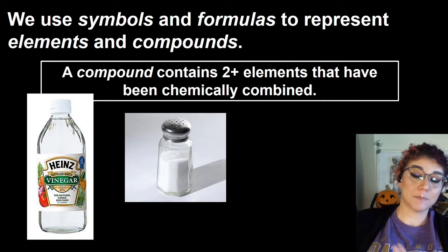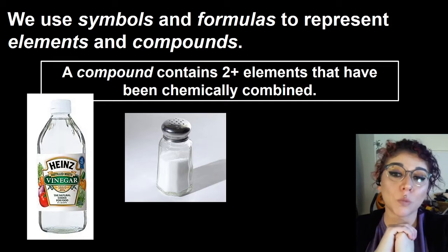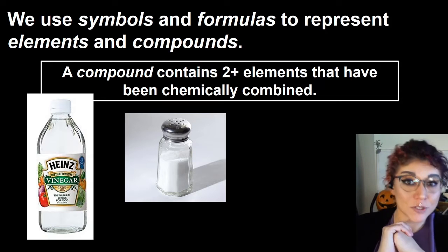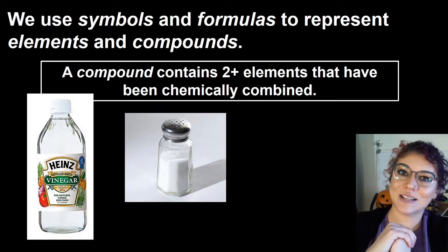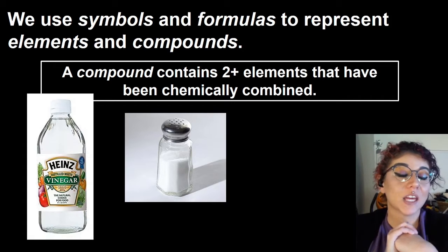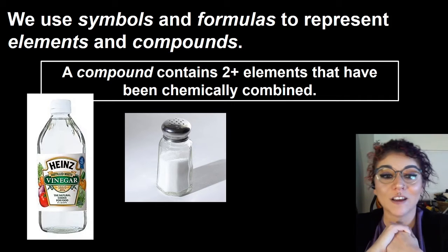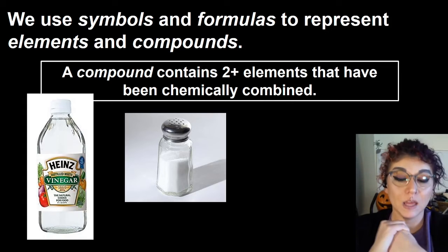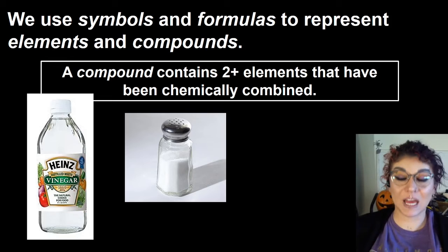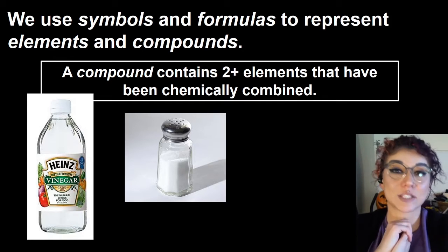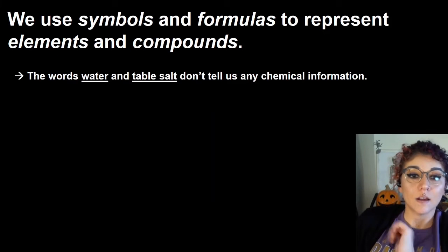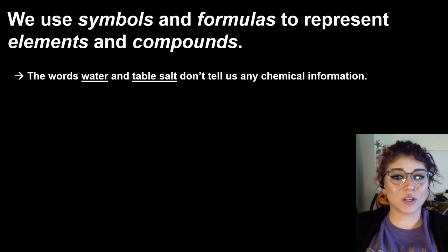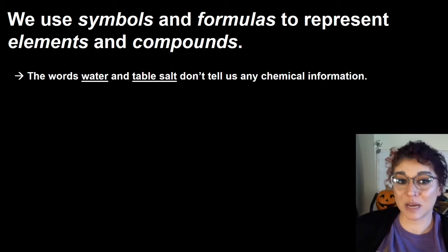A compound, by contrast, contains two or more elements that have been chemically combined. For example, we looked at table salt, how it's not just table salt, how it's sodium and chlorine. If you think of vinegar in your kitchen, vinegar can actually be chemically broken down into smaller components. And we will get into how to do that later and how to tell if something has smaller components. We do this because common terms like water and table salt don't tell us any chemical information.